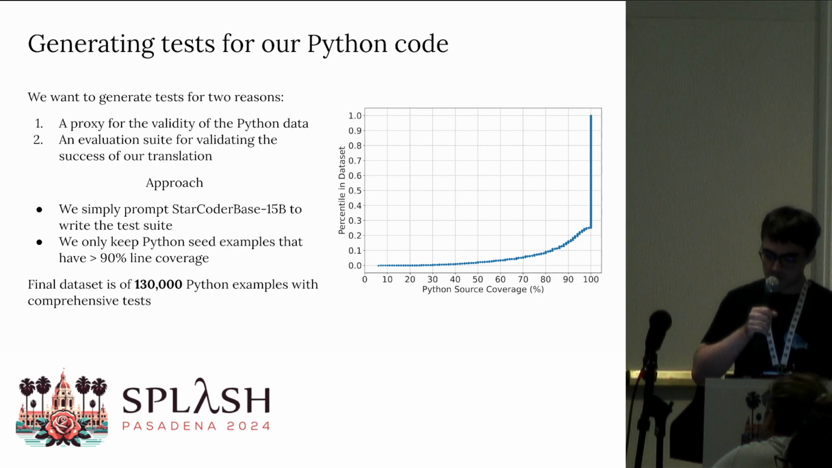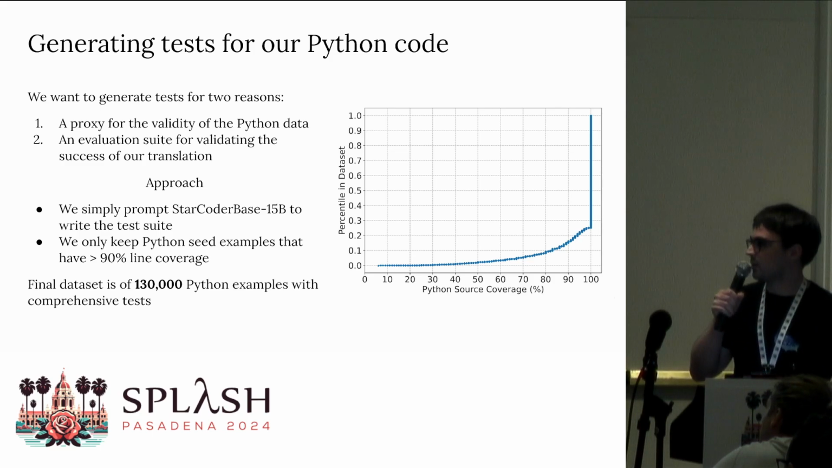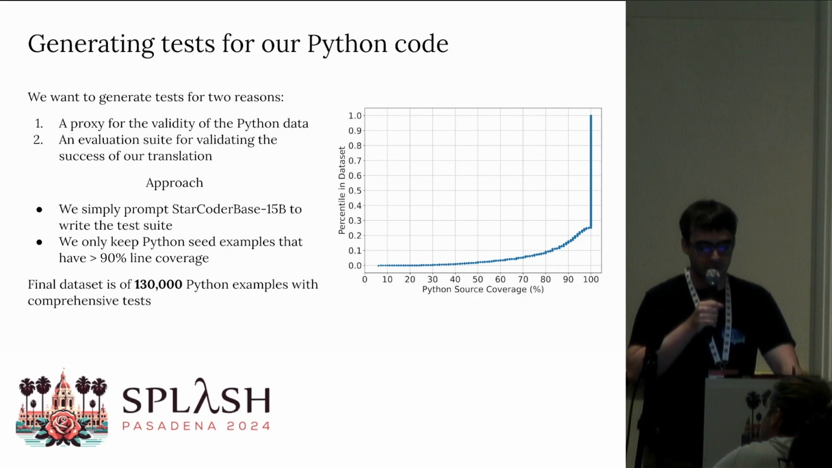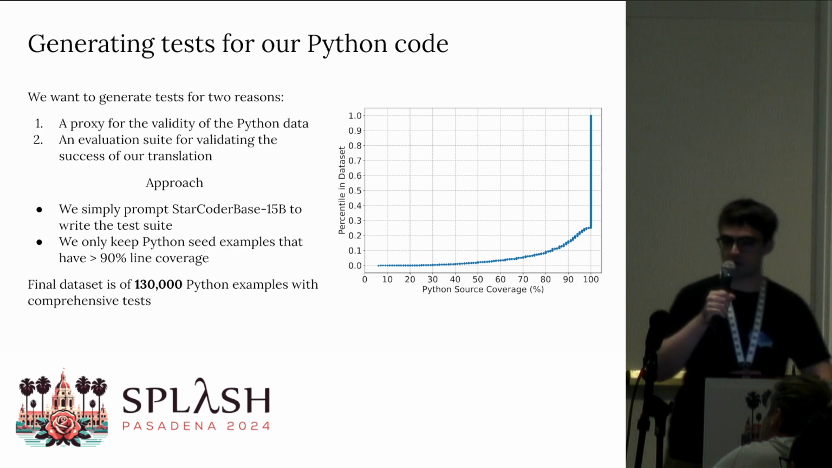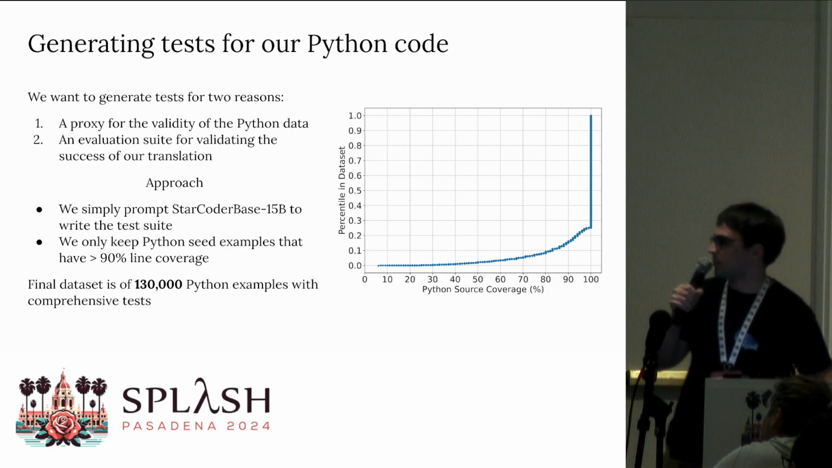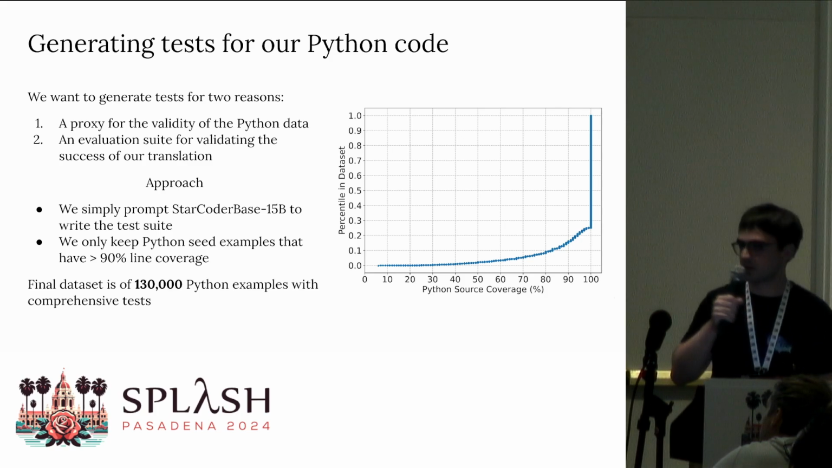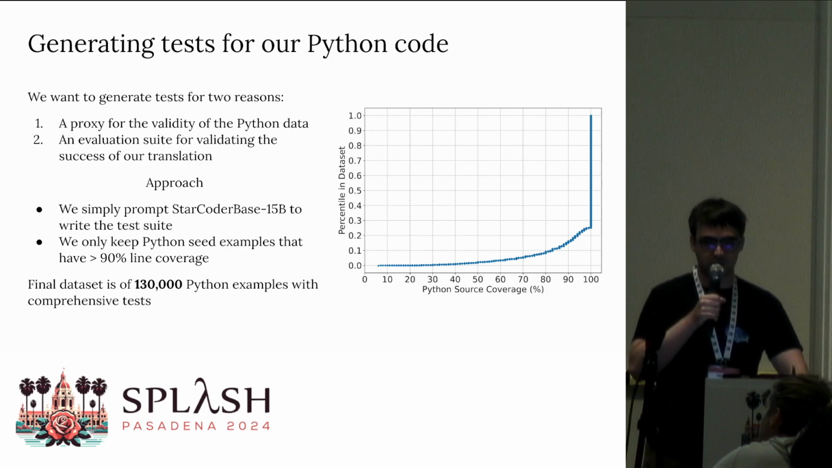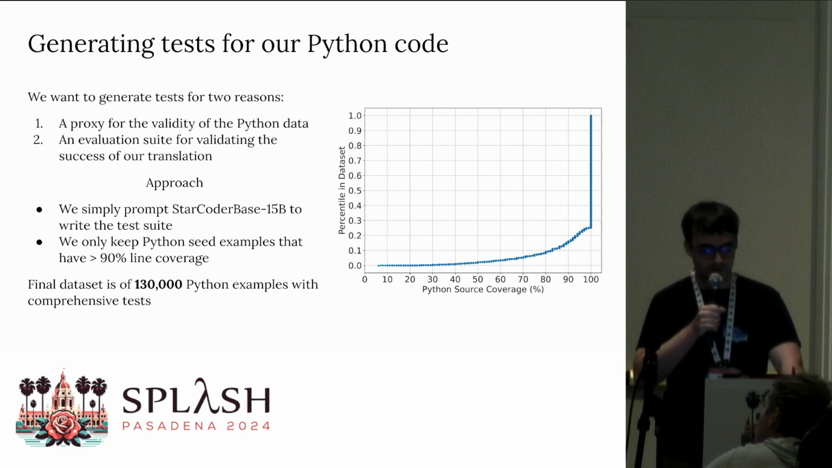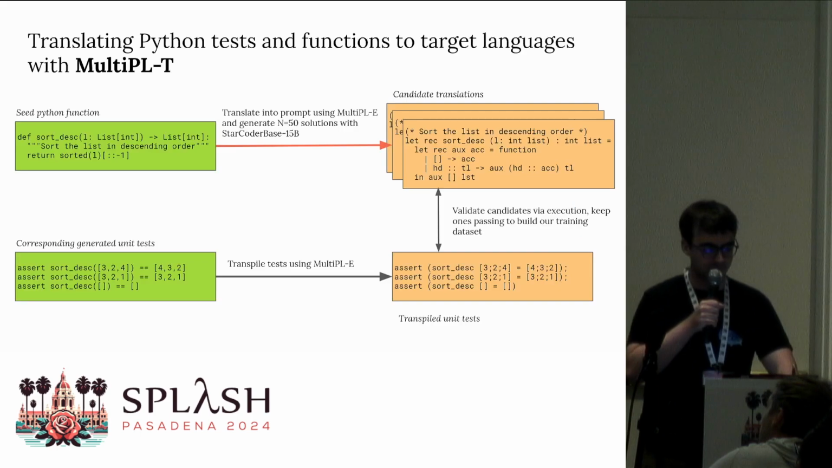And the approach to do this is quite simple. We just use the model itself to generate the test suite, and we keep only tests that pass on the Python function. So the assumption is that the Python function is correct. And we only keep Python seed examples that have reached over 90% line coverage. So we have some signal that the test suites also cover some amount of the code. And through this process, we end up with 130,000 Python examples with comprehensive tests.